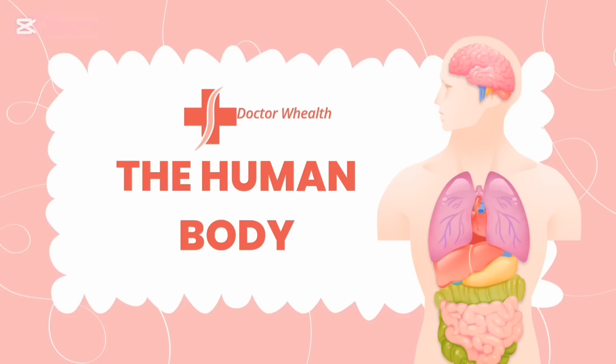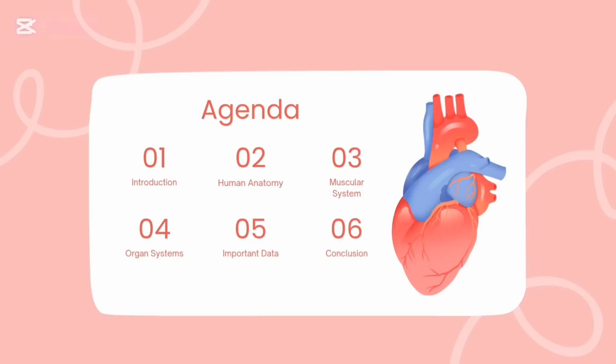Each cell has a specific function, and when cells group together, they form tissues. Tissues are groups of similar cells that work together to perform a particular task. There are 4 primary types of tissues in the body: epithelial tissue, connective tissue, muscle tissue, and nervous tissue. These tissues are found throughout the body and serve different roles, from protection and support to movement and communication.